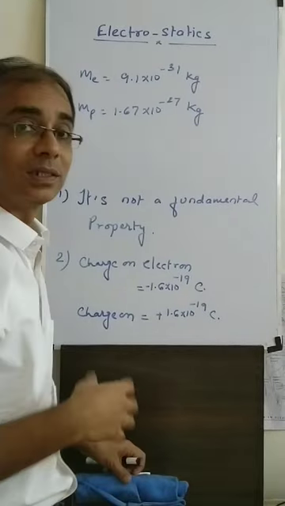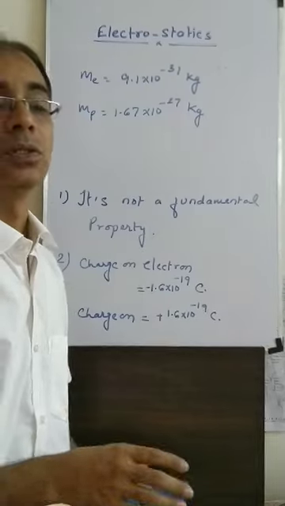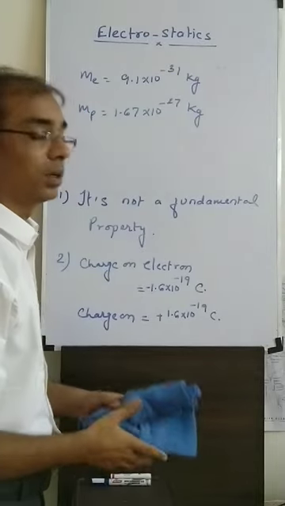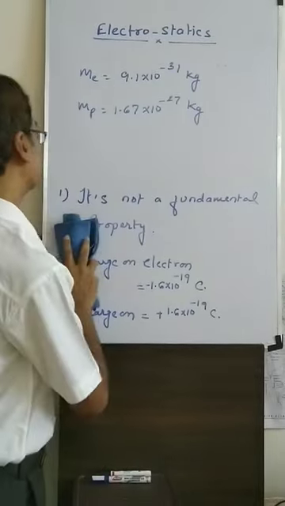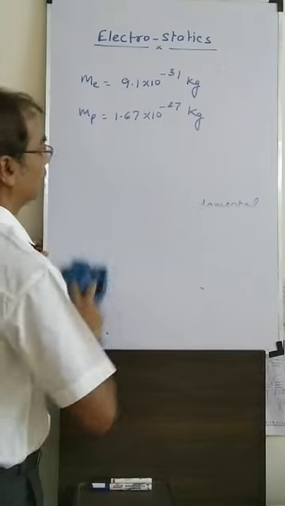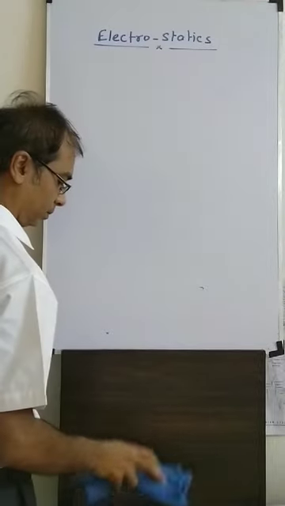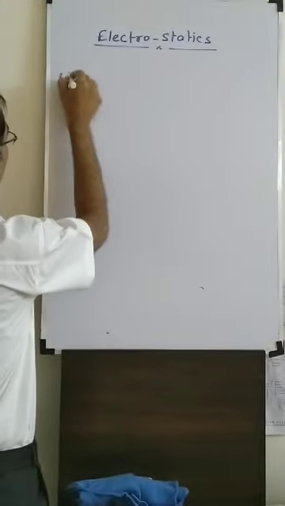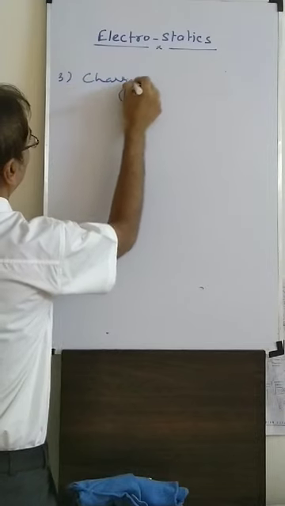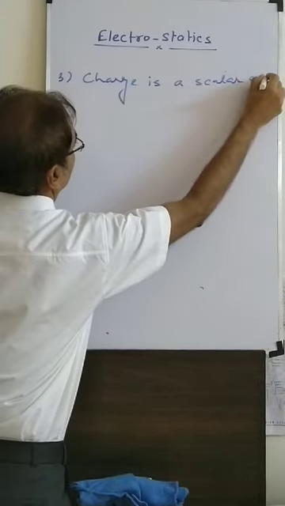Now, whether it's a scalar quantity or vector quantity, is charge scalar or vector? Charge is a scalar quantity. Why? Because there is no direction associated with the charge. It has nothing to do with the direction as such. Okay, so that's why we say that charge is a scalar quantity.